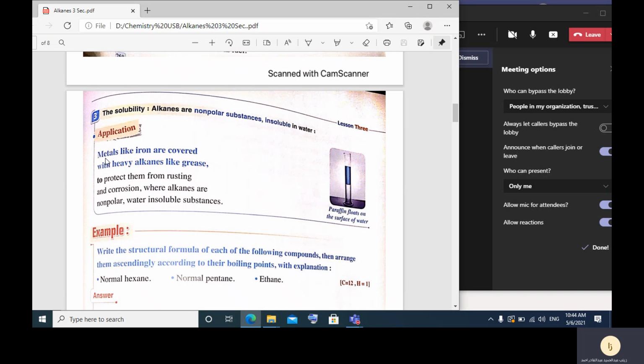Metals like iron are covered with heavy alkanes like grease to protect them from rusting and corrosion. Because they don't dissolve in water, so what do we do with them? We grease the metal, meaning we protect it from rust or corrosion. So again, metals like iron are covered by heavy alkanes like grease to protect them from rusting or corrosion, where alkanes are nonpolar, water insoluble substances.